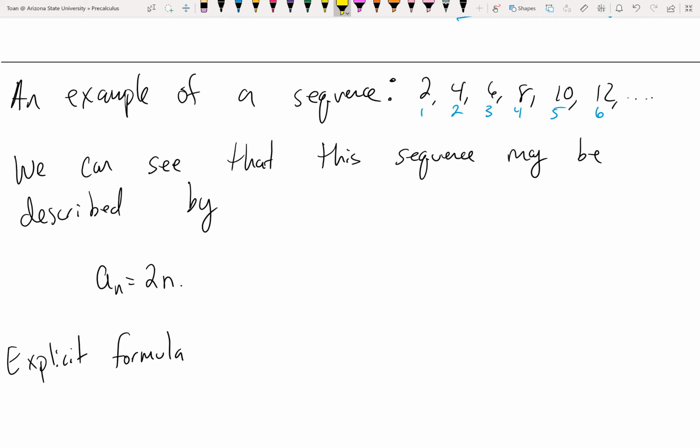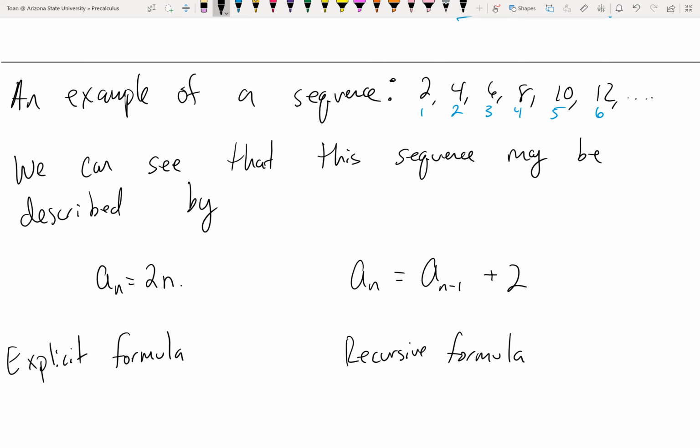Now, there is another way to describe the sequence. The first obvious thing that popped to mind is, oh, it's the multiples of 2. But some people might say, oh, this pattern, you're just adding 2 to the previous number. So we could actually describe this a separate way. We could have said a sub n equals a sub n minus 1 plus 2. Right? This is called a recursive formula.